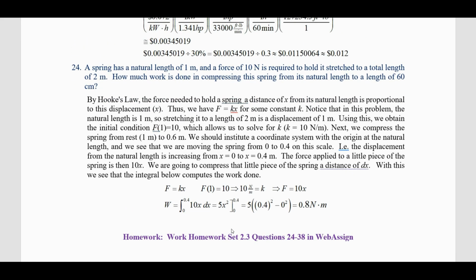All right, so that gives you a few examples of work. I'm sure there'll be some more in your textbook, but look at those in your textbook and then try to work some homework problems, working out some work problems.